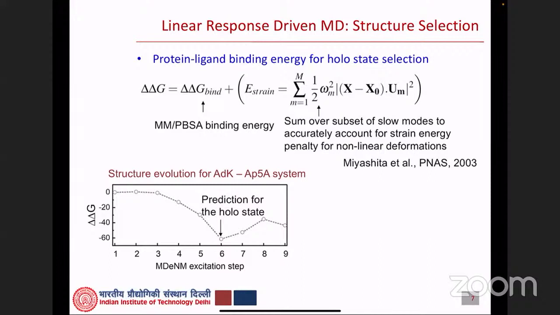What we see here, in this particular case of adenylate kinase with adenosine diphosphate, is that after 6 steps I get a minimum in this metric, delta delta G. Therefore we stopped at this point and said this is my prediction for the holo state.